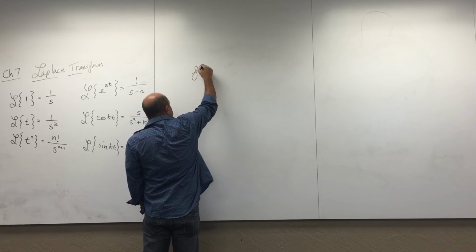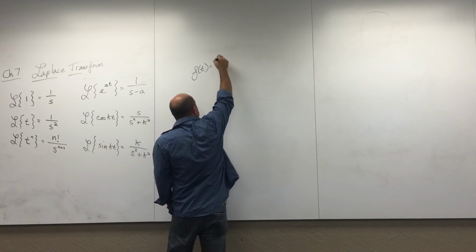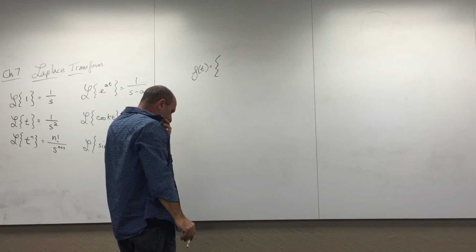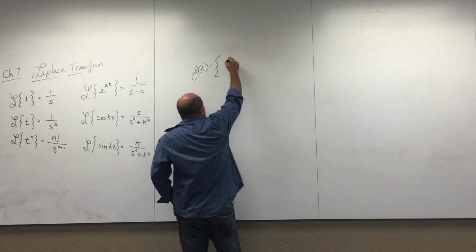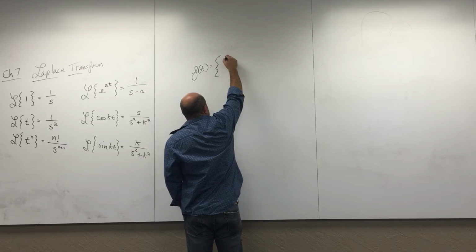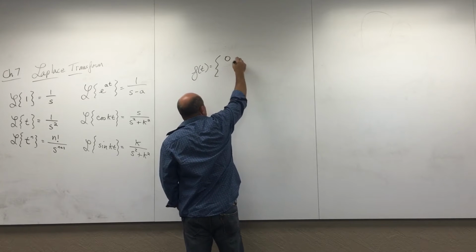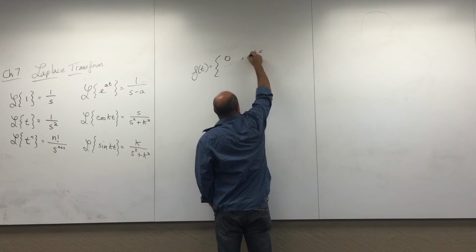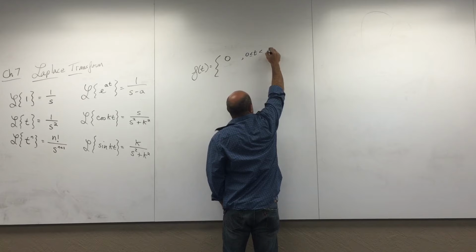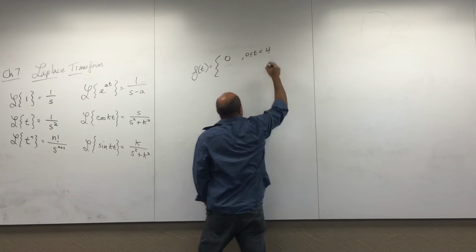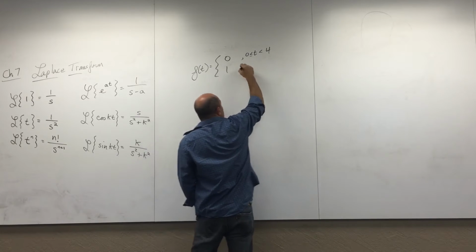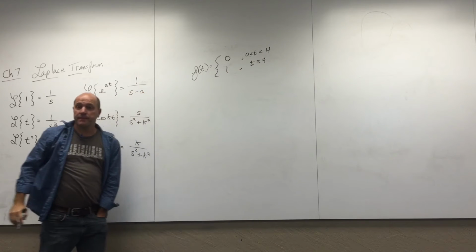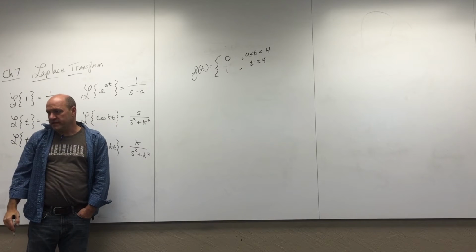Here's a function, f of t. Here's what this function is. It's a 0 while t is greater than or equal to 0, but less than 4. And it is a 1 when t is greater than or equal to 4. You guys with me? I just made up a function. A piecewise function. I made up a real easy piecewise function.